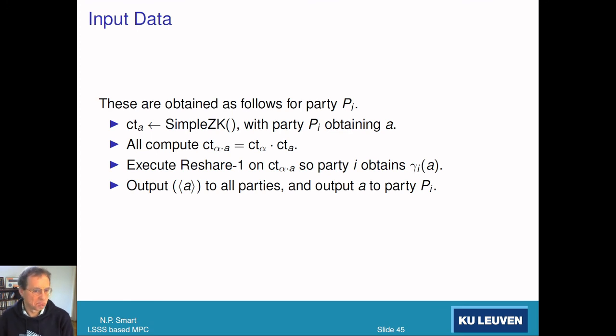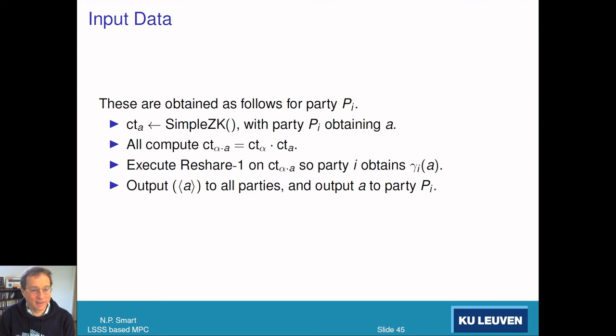Input data is slightly different. What we do here is we run the simple zero knowledge proof to get a ciphertext encrypting A. Everyone produces the encryption of alpha times A, so we get the MAC. And we output the sharing of A to all parties, but party i actually knows A because that's what they did with the simple zero knowledge proof. So this gives us the way to do input data.